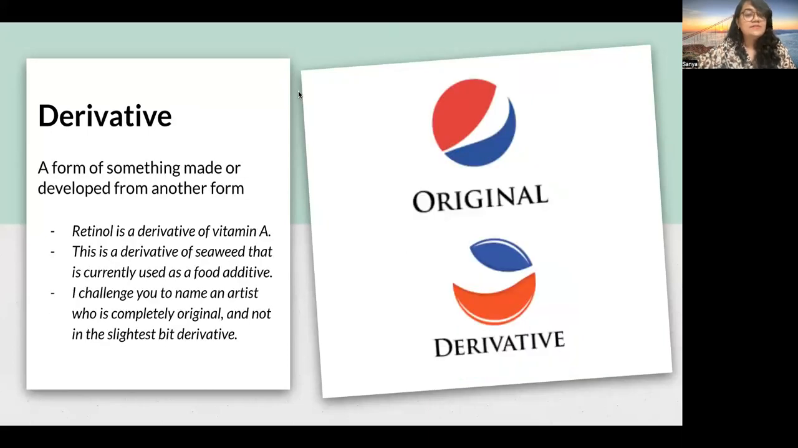Derivative. Derivative means any form of a thing which already existed. If you have derived a new form from an existing object, then you have a derivative, a form of something made or developed from another form, right? For example, retinol is a derivative of vitamin E. That means retinol is made from vitamin E. Sorry, vitamin A, not E, right? So retinol is a derivative of vitamin A.